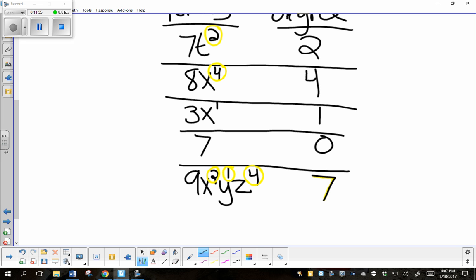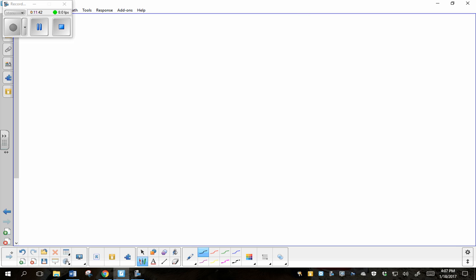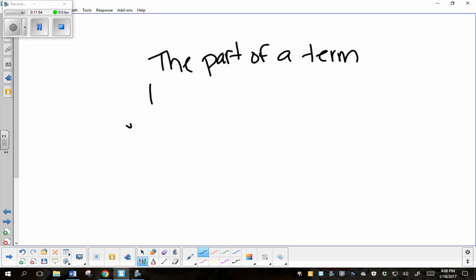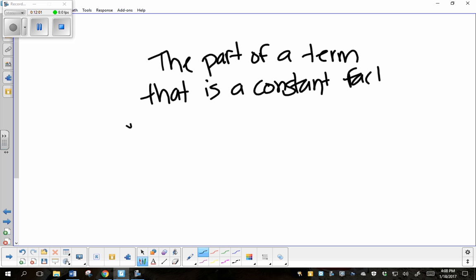Now on the next slide, we're going to talk about a word that you've heard a lot. It's coefficient. That's our next vocab word. All right, so when we talk about a term, the part of a term that is a constant factor is the coefficient. And coefficient is the word I'm going to highlight there.